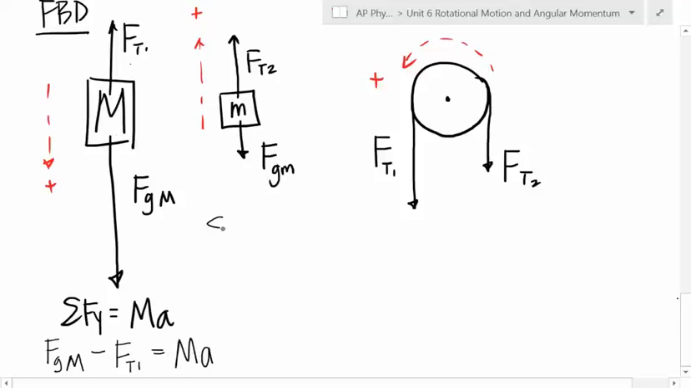When I sum the forces in the y direction on the little mass, it's going to accelerate. And if it accelerates upward, and I'll let upward be the positive direction, we would have F_T2 minus the gravitational force of the small mass. G and M are both subscripts there. And that would cause little m to accelerate.